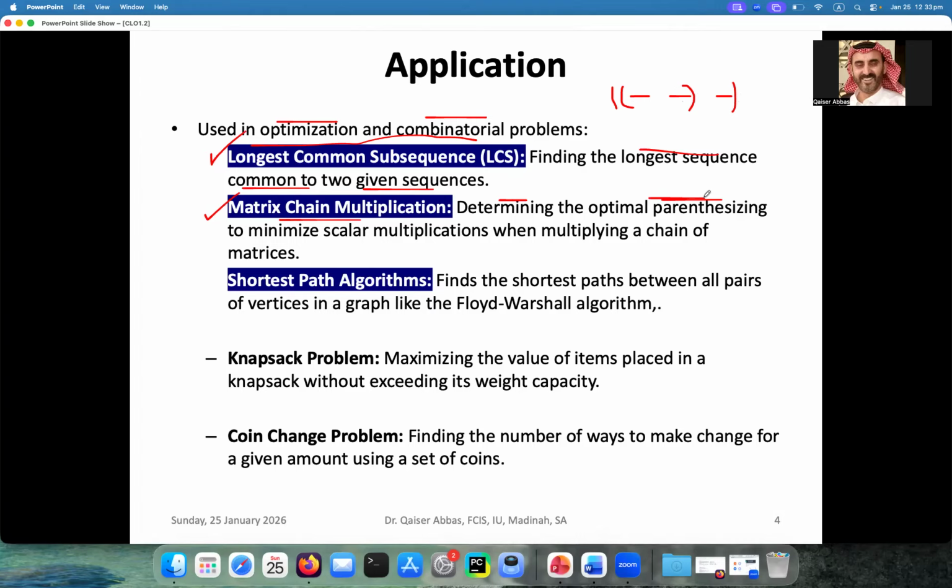What is the optimal parenthesizing through which you will get the minimum number of multiplications for those matrices? If you want to multiply all those matrices, what is the minimum number of multiplications needed? This algorithm will find that number along with that parenthesizing order.